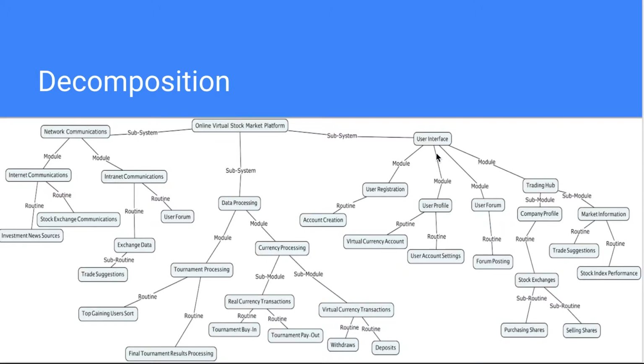Within user interface, we would have our user registration, which includes the account creation, allowing users to create their own account, the user profile, which shows their virtual currency account, as well as the user account settings, the user forum, which would allow users to view other postings and post their own postings, and the trading hub, which would show companies' profiles, allowing users to see their stock information and purchase and sell shares, as well as the market information, which shows the market as a whole, including trade suggestions for hot stocks and stock index performances for indexes such as the Dow and the NASDAQ.